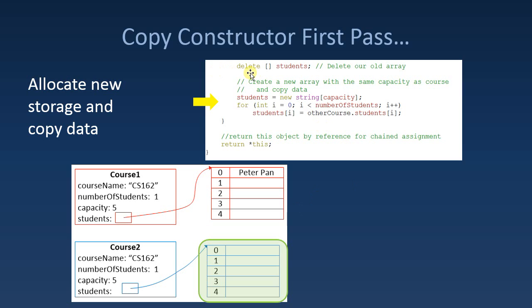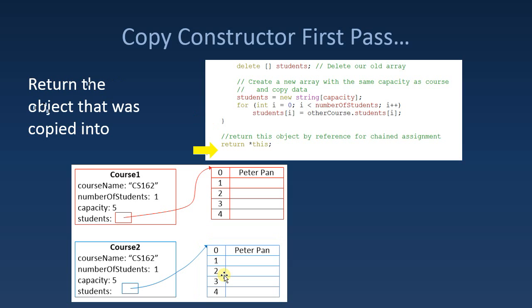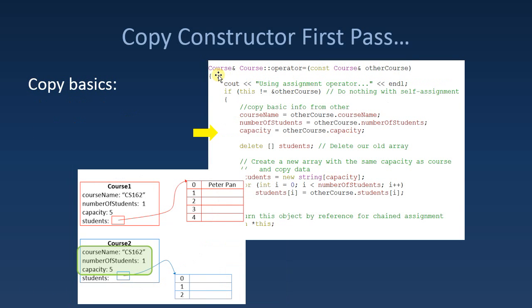Scrolling down here, we just finished deleting the array. We'll allocate a new array of the correct new capacity. So now I have 5 slots. And then we need our for loop to go through and copy one by one things from the old array into our new array. And so we do that, and now we've got a nice deep copy of the other course. Course 1 and course 2 are 2 distinct things that both happen to have the same information. And then finally, return this object. Dereference the this pointer to get the course 2 object, and then return that. And we actually are going to return that as a reference so that we could do the chained assignment if we really wanted to.